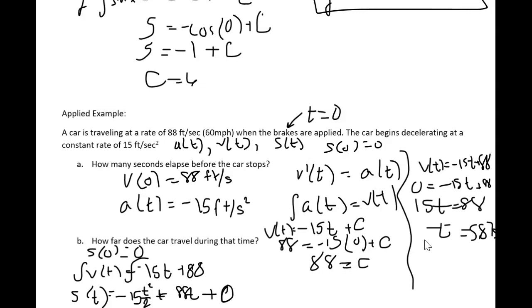It might even be better if we use the answer function of our calculator or leave our answer exact as the 88 over 15. So we're going to do 88 over 15, quantity squared, divided by 2, times negative 15, plus 88 over 15 times 88. And so we get the result of about 258.1-ish feet.